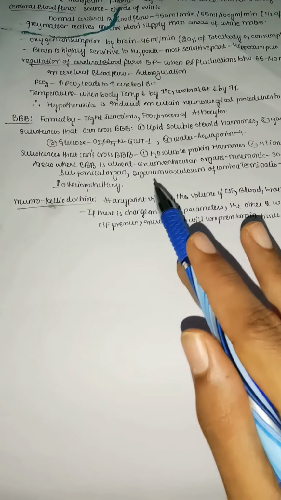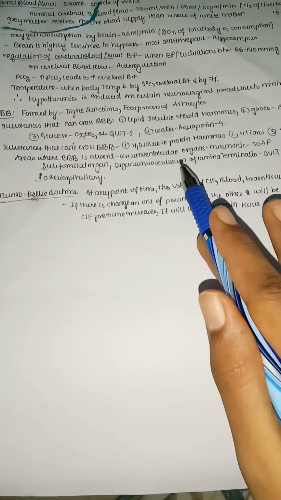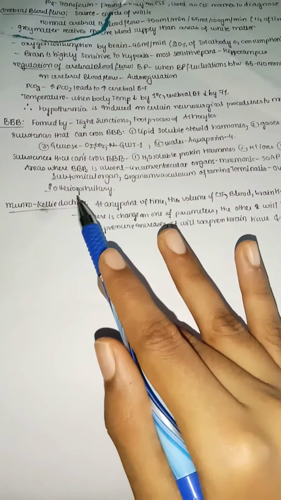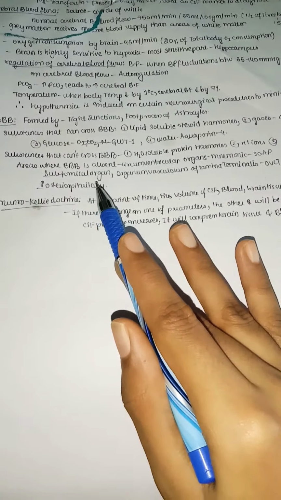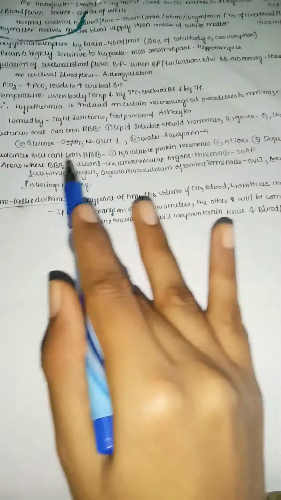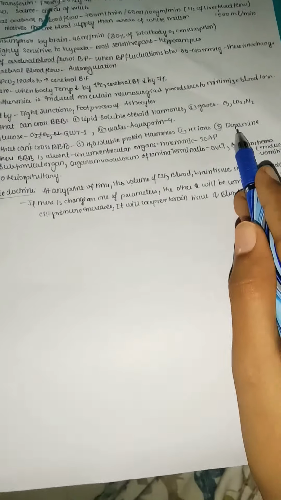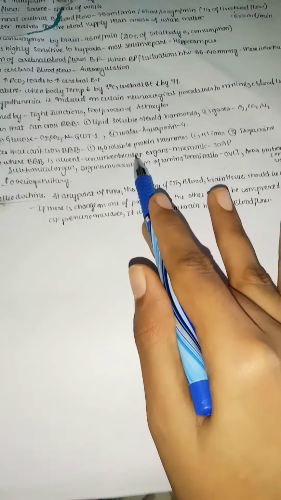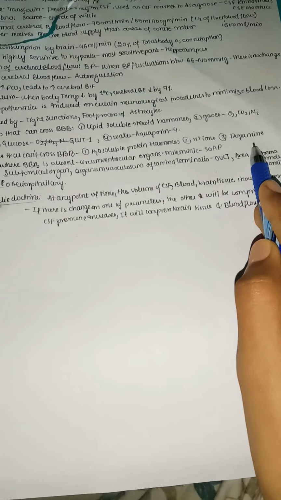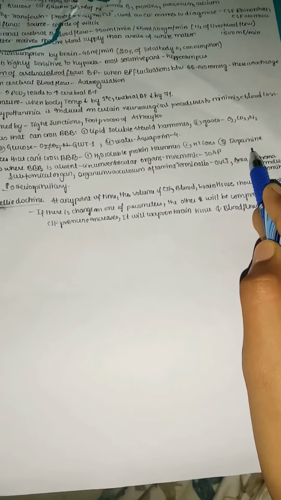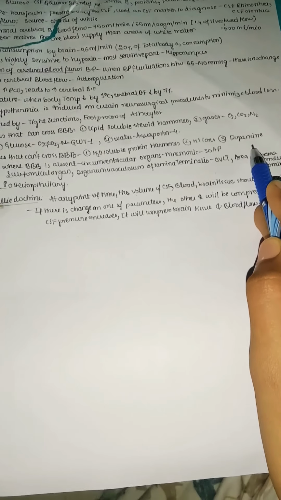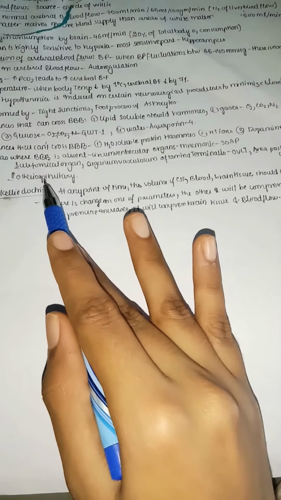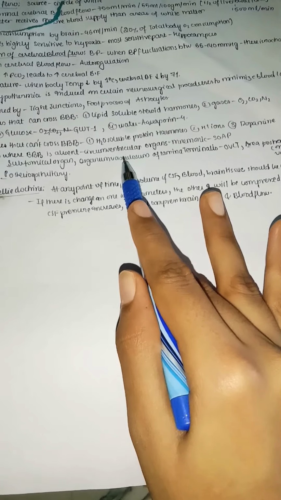Now let us see what substances can't cross the blood-brain barrier: water-soluble protein hormones, hydrogen ions, dopamine. So these are the only 3 substances which can't cross. So dopamine can't cross. So for the treatment of Parkinson's disease, we give L-Dopa because dopamine can't cross the blood-brain barrier. And now let us see where there is no blood-brain barrier, especially in circumventricular organs.